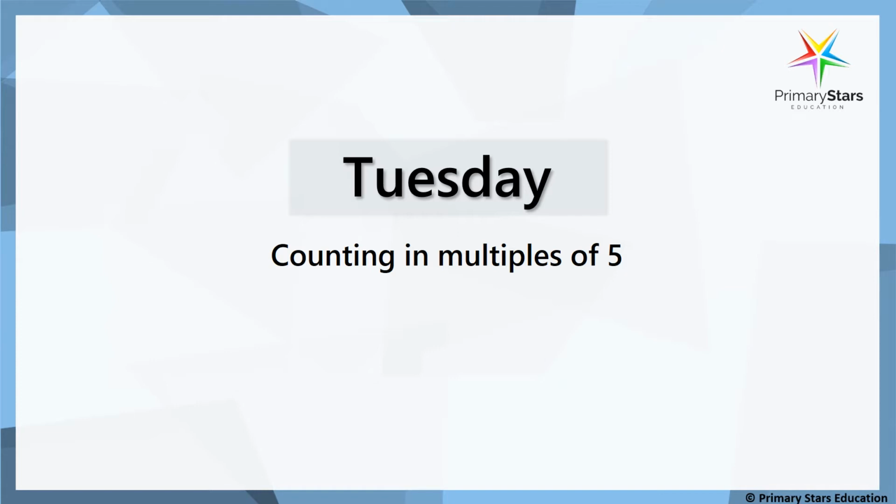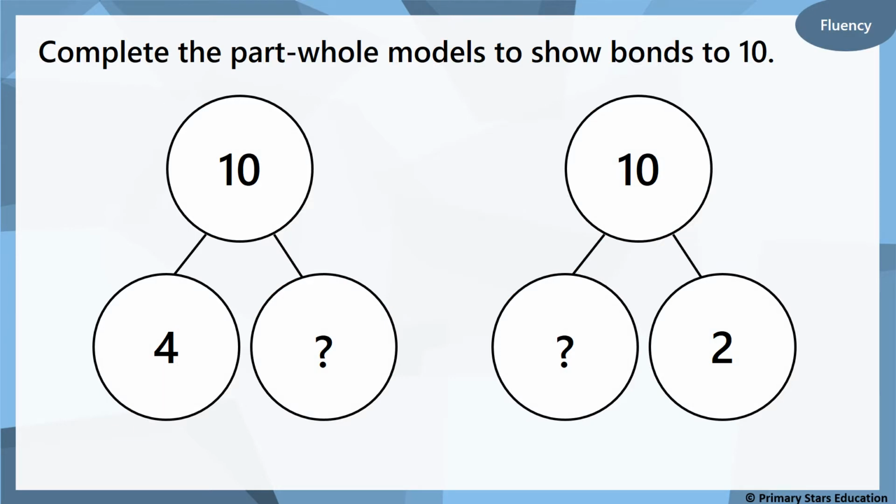Now today we're going to be counting in fives. Let's warm up our brains to begin with. Can you have a go at finding these missing part wholes? So these are number bonds to 10. We've got 10 at the top.